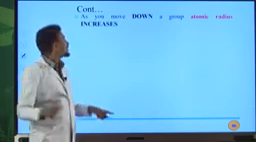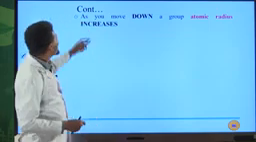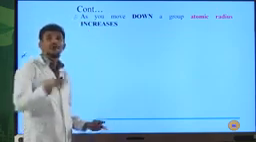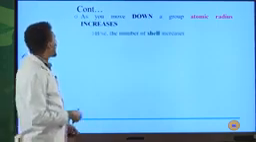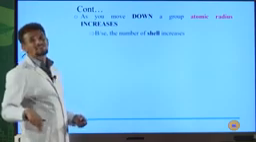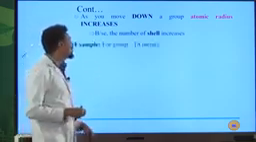Okay, let us come to the trends. As you move down a group, atomic radius increases. Why does atomic radius increase? Because shells increase. When we move down the group, the shells of the atoms increase. When shells increase, the radius of the atoms also increases.